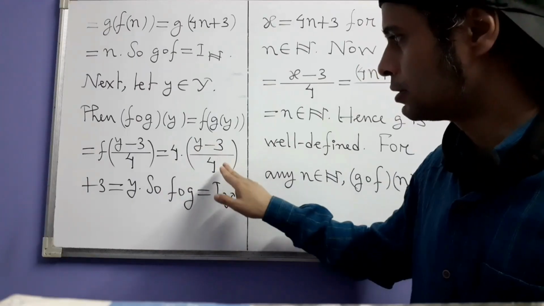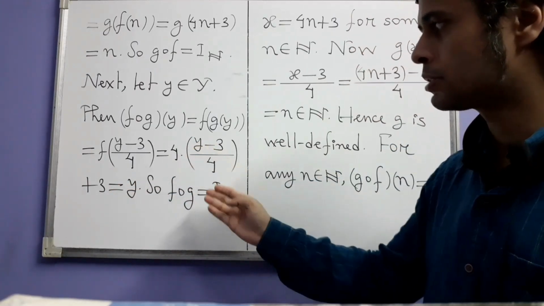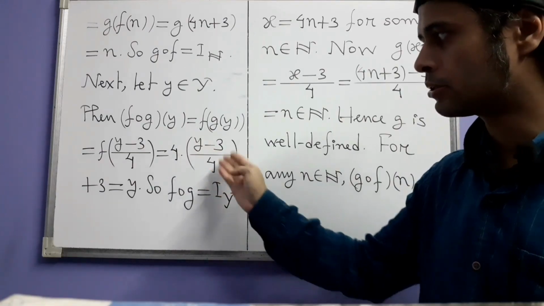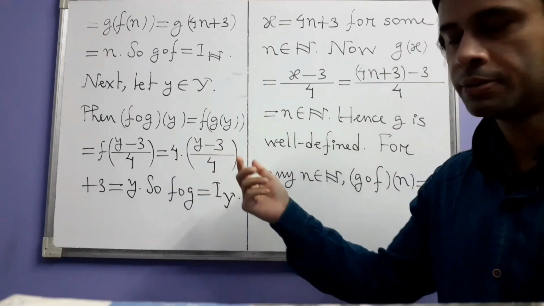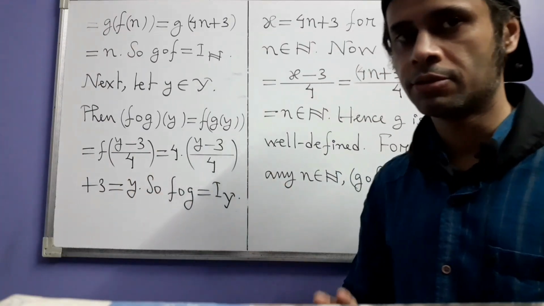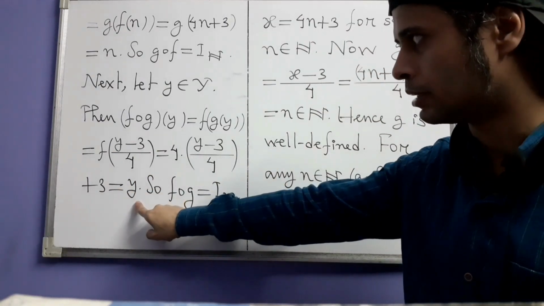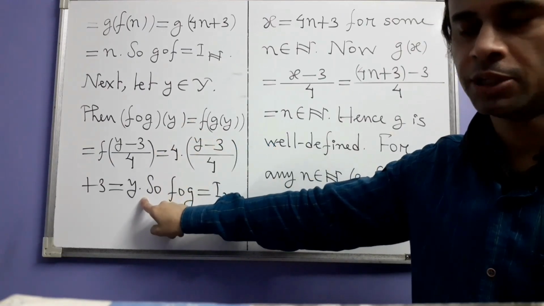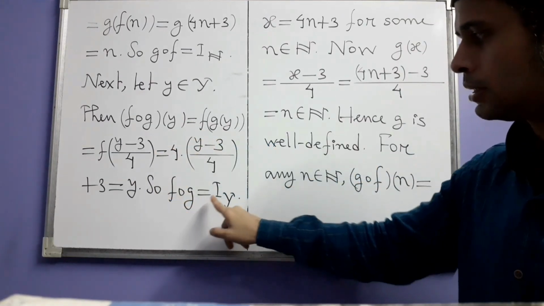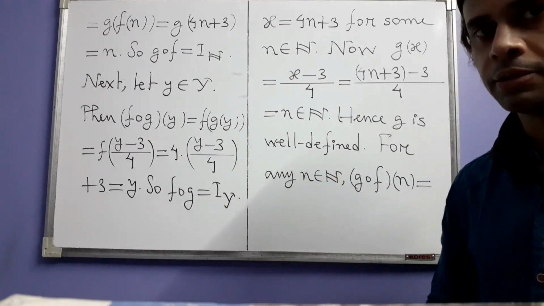So 4 times this plus 3, and you can clearly see that in 2 steps. In the first step you are going to cancel these 2 4's, that will leave you with y minus 3 and plus 3. So in the second step, after cancelling minus 3 and plus 3, you are left with y. So here also you get back your input. That means f composition g does not change any element of Y. So it's the identity function on Y.